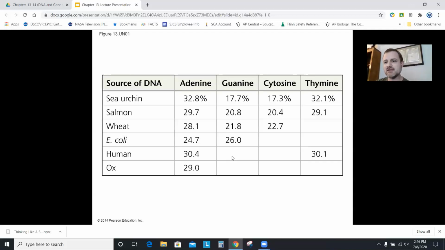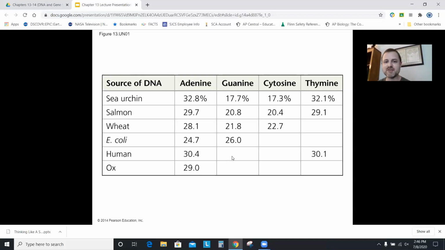A common multiple choice question is, if I give you one letter, can you tell me the percentage of the other letter? So if I say, for example, that a sample is 15% A, right? What percent would be T? Well, the answer is 15% because they have to be the same. Well, if it's 15% A, can you tell me the percent G, right? Think about that for a second. If it's 15% A, that means it's 15% T, which is 30%. So what's left? 70%. Cut that in two, the answer is 35%.